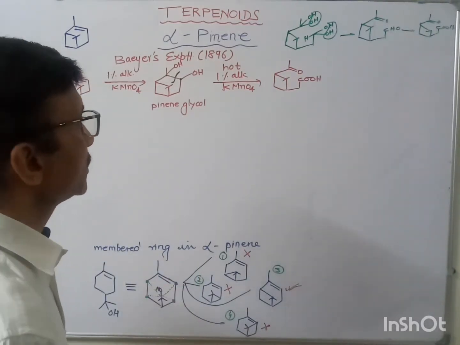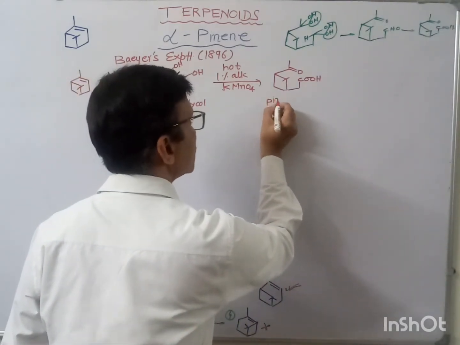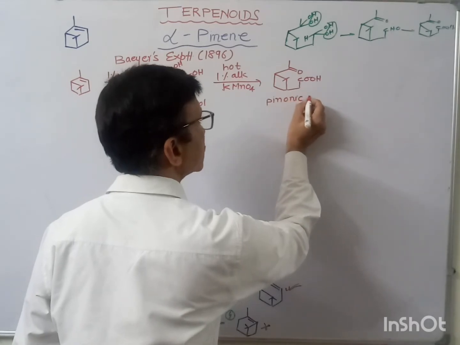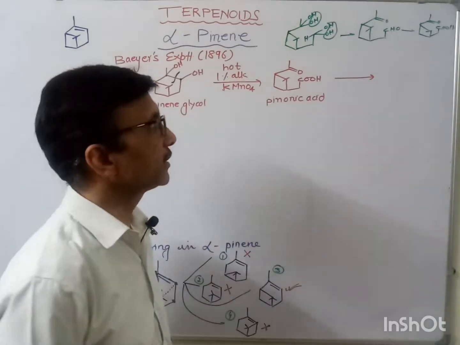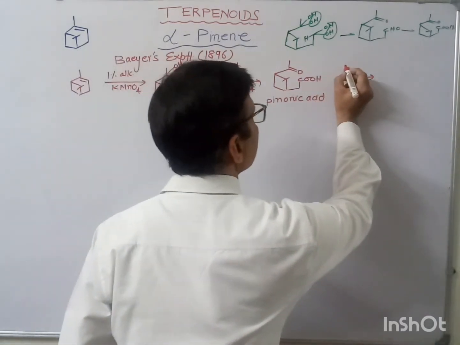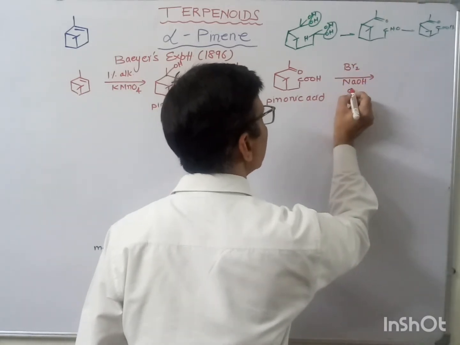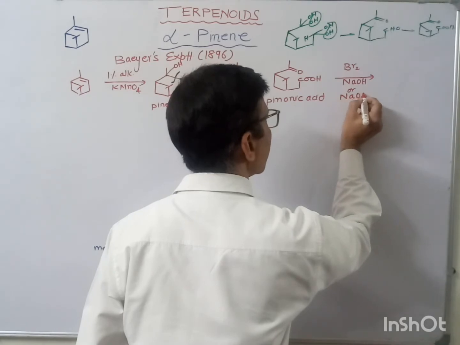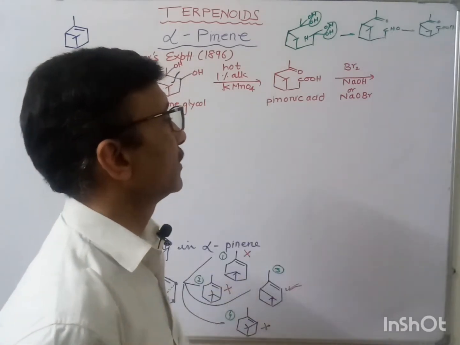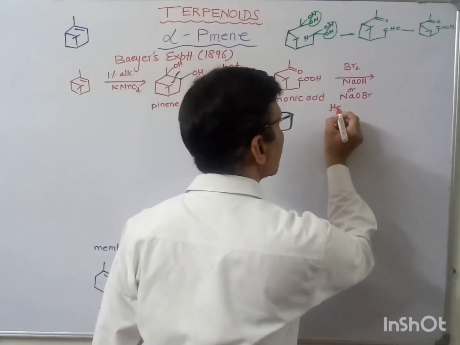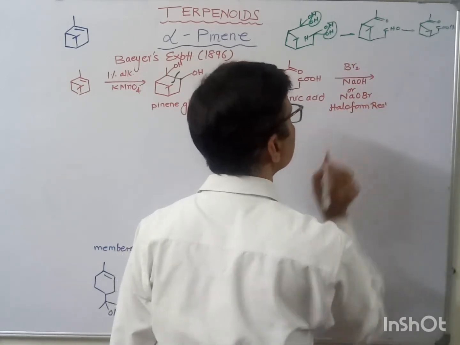Now, this was called the pinonic acid. Okay. Now, further, it was treated with Br2/NaOH, or we may write NaOBr, sodium hypobromite. So this is the reaction. This is our haloform reaction or bromoform reaction. So haloform reaction, and we know that in haloform reaction, what is formed?